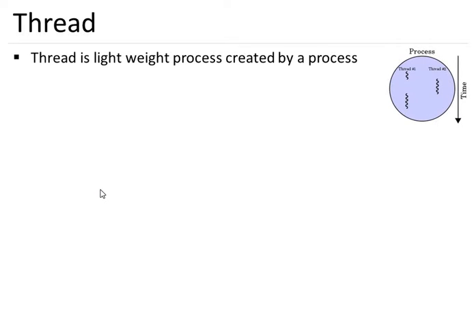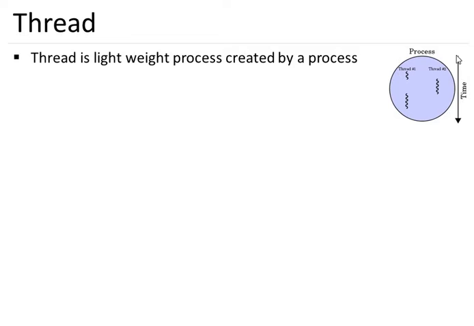It is a lightweight process created by another process. So it is nothing but a process itself, but it is created by some other process. So what is the difference? The word over here is lightweight process. That is a very important word that differentiates a thread from a process. Now over here you can see this circle represents a process.